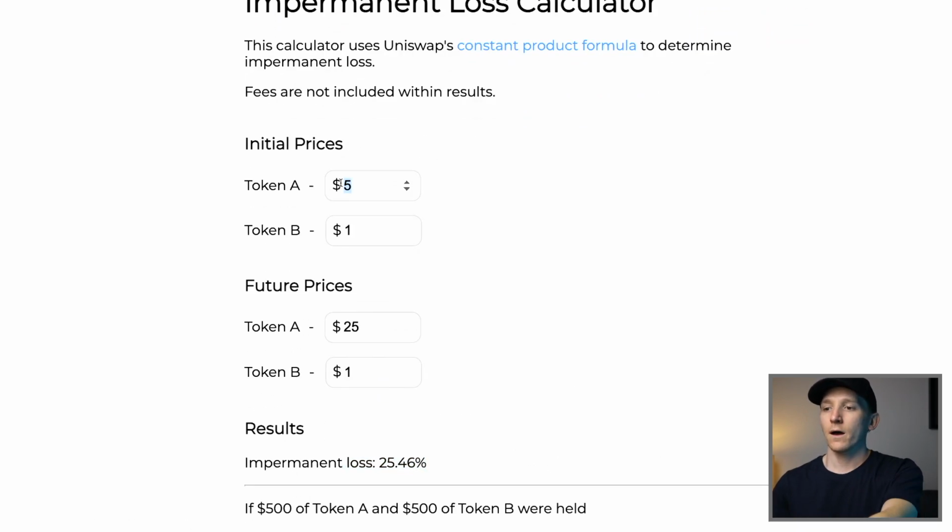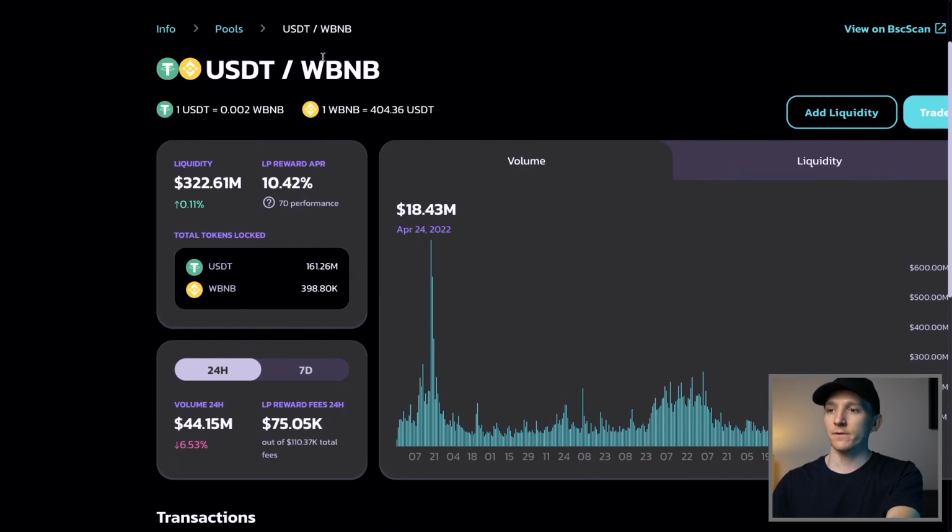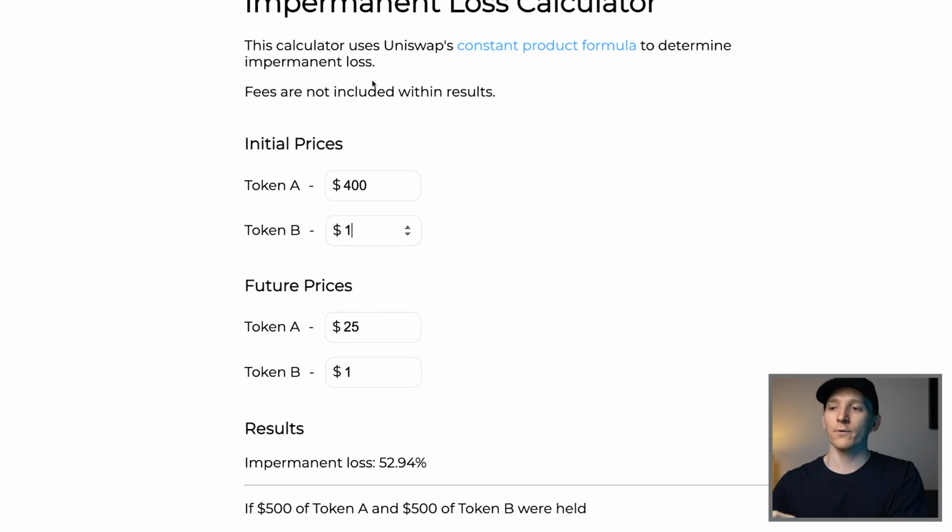Token A is BNB coin. It's currently trading around $400, and token B is the US dollar Tether right here, US dollar Tether and BNB. So that's that, and these are the current prices, $400 and $1. I know that token B, US dollar, is always going to be $1, and then there's the future price of Binance coin.